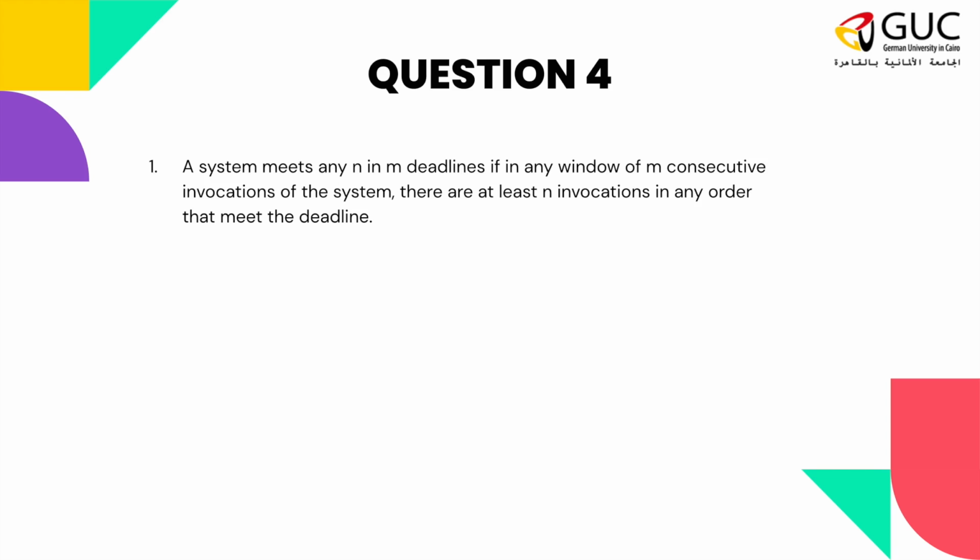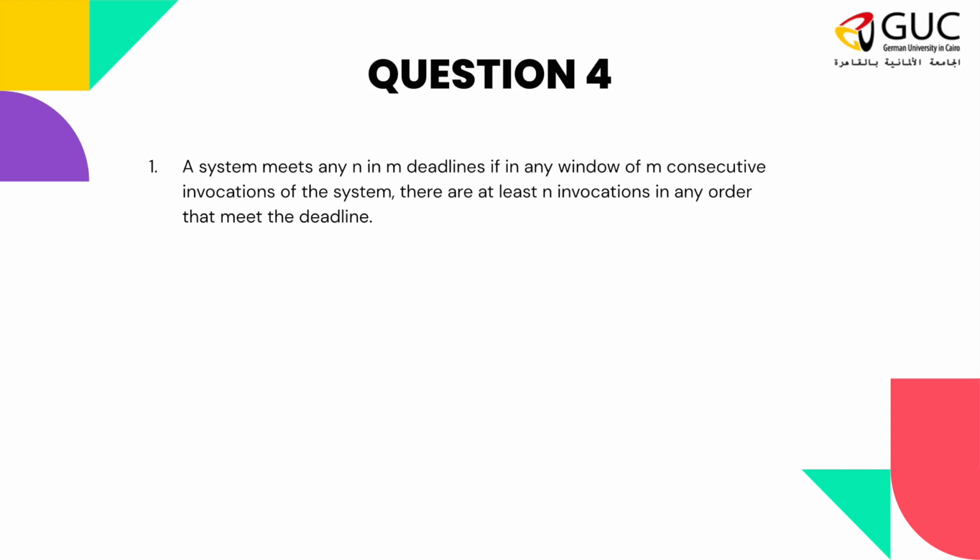I know it is somewhat complex, but in the physical tutorials, and by the way, this tutorial will be given physically to all groups on campus, watching the video will make you remember what was said in the tutorial. But it's really important to understand this example. We are trying to state that a system meets any n in m deadlines. How can I meet n in m deadlines? If in m consecutive invocations, there are at least n deadlines that are met in any order. Therefore, I can say that this system met n in m deadlines.